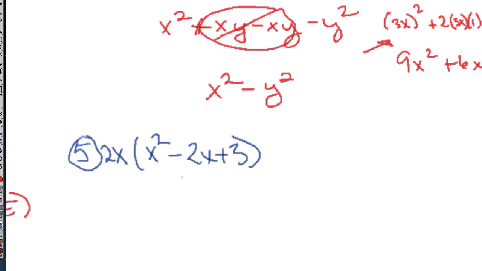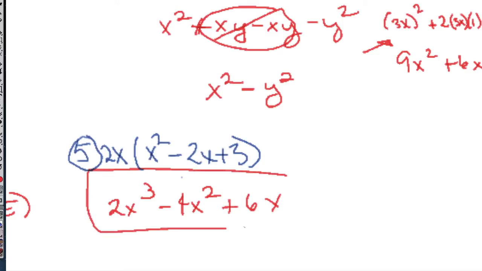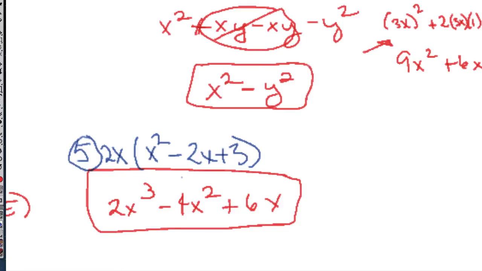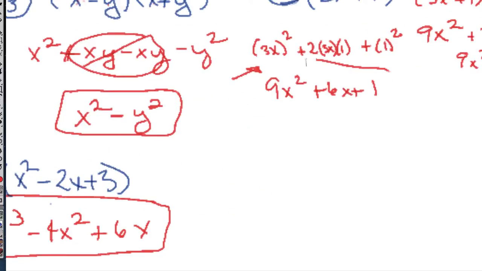So here we've got another distribution scenario. We're going to take the 2x times each of those 3 terms. So we have 2x cubed minus 4x squared plus 6x. And you're done. Okay? So be on the lookout for little patterns, little things that can help you on a timed test. It will always be beneficial. All right?